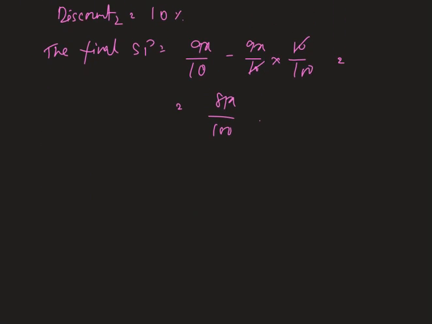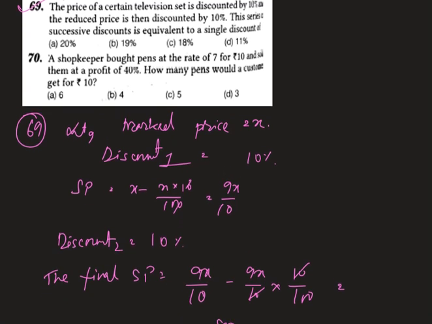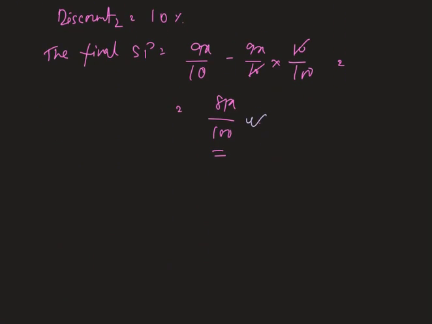Okay, so this is the final selling price, but we need to find that this series of successive discounts is equivalent to a single discount. We need a single discount. And how can we evaluate that? The marked price is X and now the selling price is 81x divided by 100.